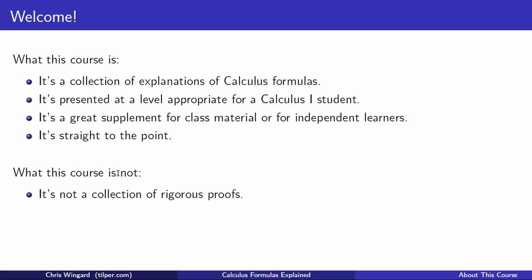What this course is not, it's not a collection of rigorous proofs. So this is really important here. It's good to have rigorous proofs to really fully understand all the tiny little details, but at the Calculus 1 level, I don't really think that's appropriate. Rigorous proofs are definitely appropriate if you're a math major and or you're just planning on taking higher level math classes and eventually you get to a real analysis type course where you deal with stuff that includes rigorous proofs.